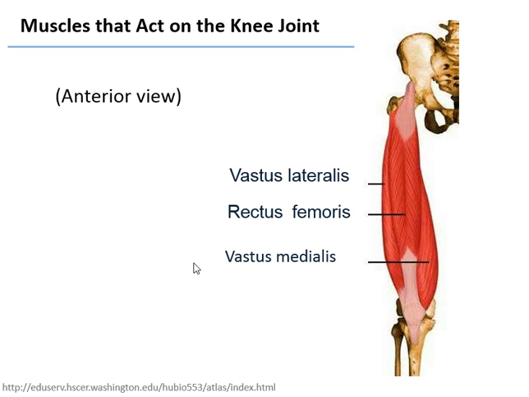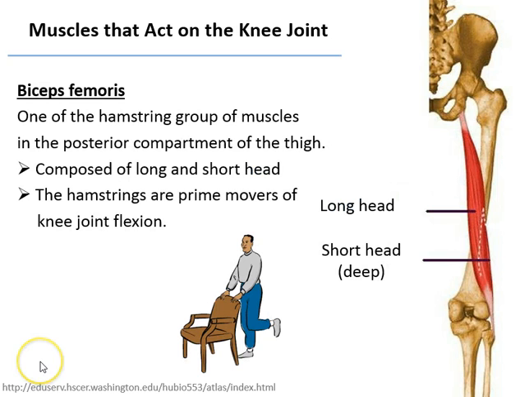This shows three of the four quadriceps muscles. Laterally, we have the vastus lateralis. Medially, we have the vastus medialis. And then in the middle of those, we have the rectus femoris. The fourth muscle of this group, the vastus intermedius, lies deep to these other muscles and is not visible in this image. An antagonist to the quadriceps muscle group is the biceps femoris.